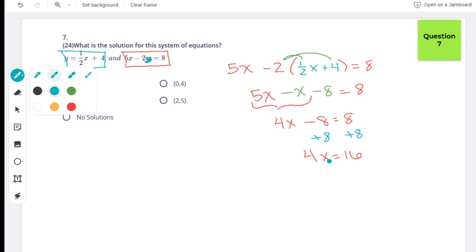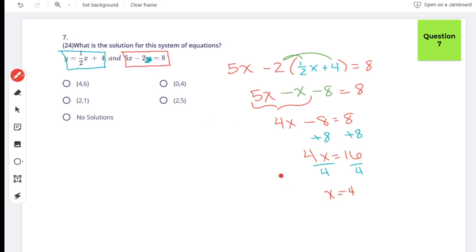And that 4 and x, when they're mushed together like that, that is showing me multiplication. And to undo multiplication, I'm going to divide both sides of the equation by 4. So this tells me that our x value is equal to 16 divided by 4, which is 4.